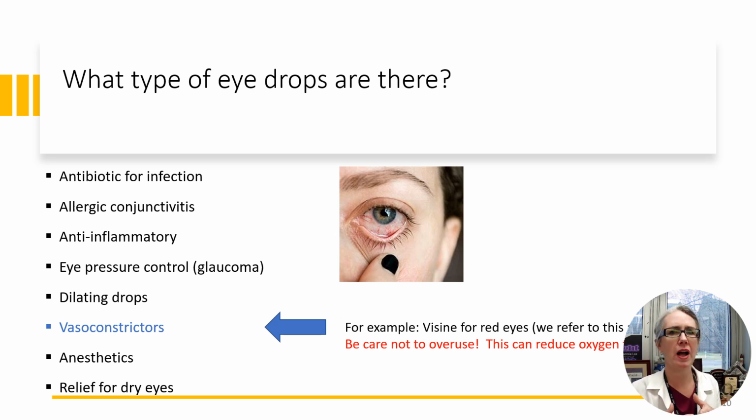In other words, if your eyes are completely healthy and you just have red eyes because maybe you didn't get enough sleep, or maybe you wear contacts and you overuse them, you should really give your eye just a break from those eye drops because they shrink your vessels. That's why the eyes become less red. And when you shrink your vessels for a long period of time, your eyes are not getting enough oxygen.